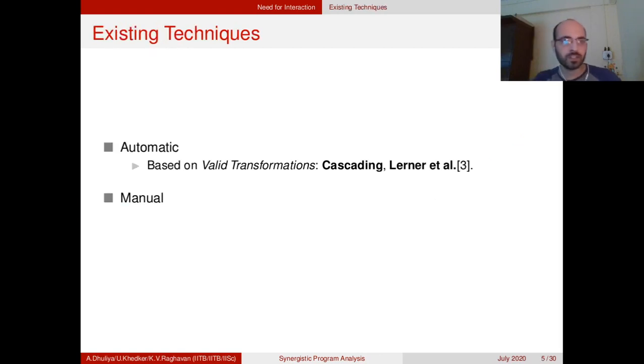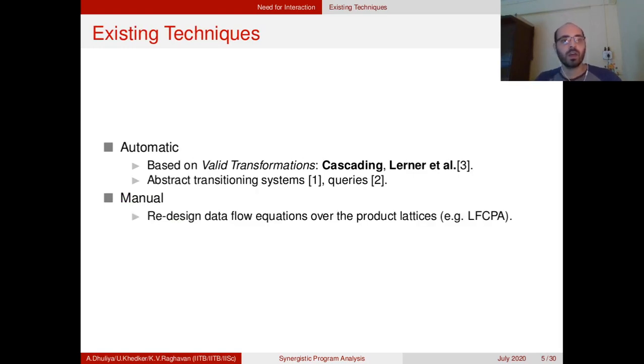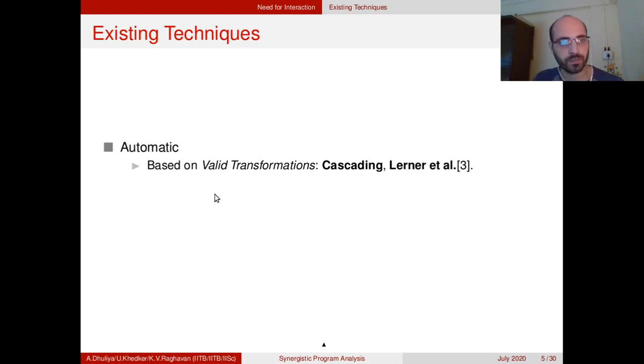So we are trying to automate this interaction. Existing techniques involve automatic methods based on valid transformations and abstract transition systems. There are also manual methods of redesigning data flow equations over product lattices, which is very effort intensive and which we are trying to avoid. We want the method to be automatic.